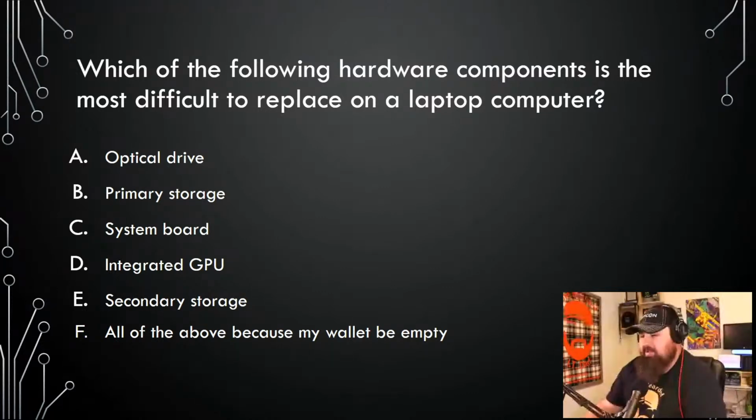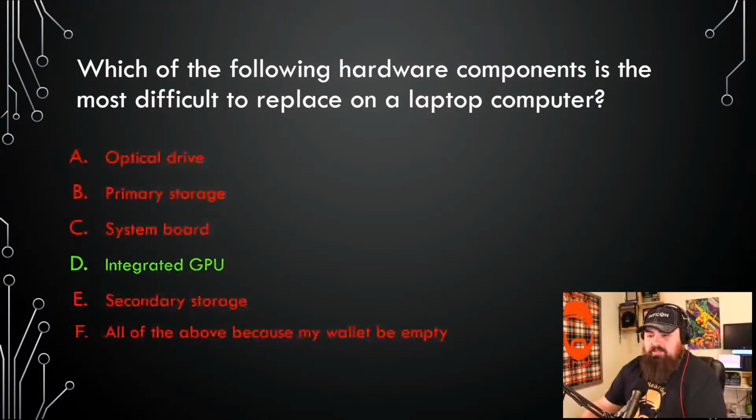All right. The correct answer is D, an integrated GPU. Most of the time, an integrated GPU requires soldering or desoldering of the actual chipset to remove it, hence the word integrated, from the motherboard, or it's integrated into the CPU, so that makes it difficult to replace as well.